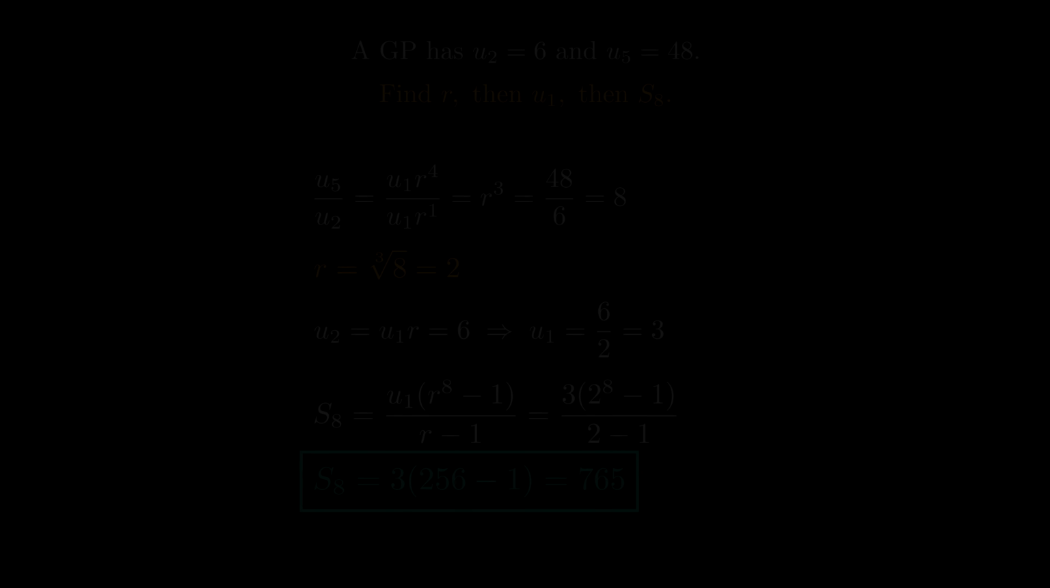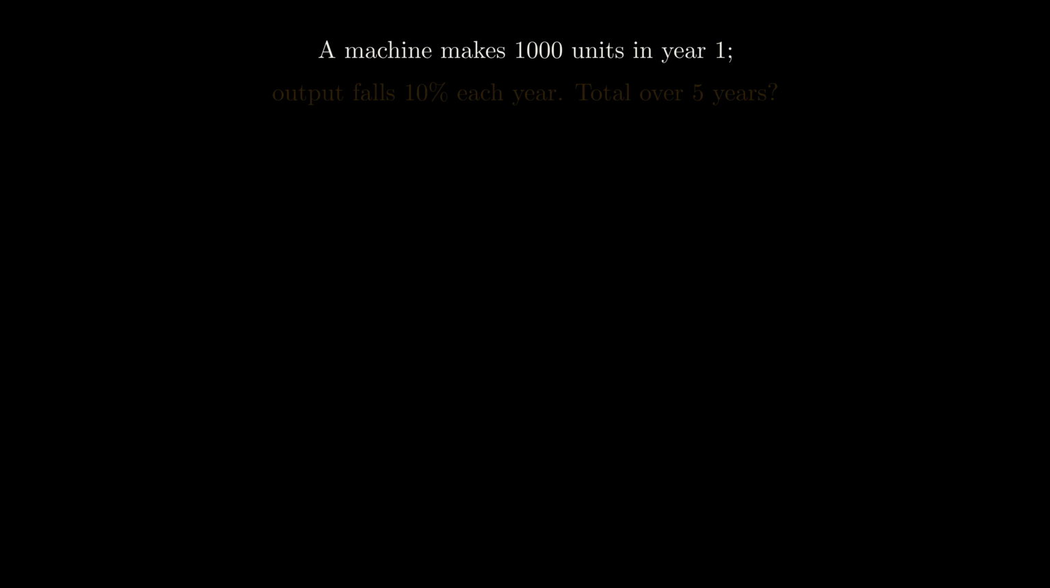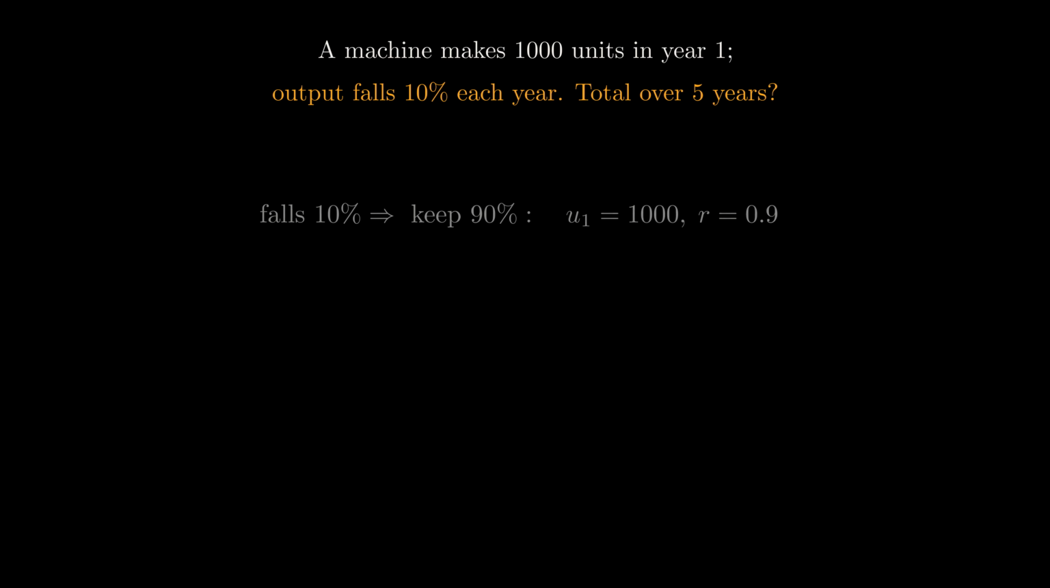765. Now a real-world one. And this time, the ratio is a fraction. Decay. A machine makes 1,000 units in its first year. But output falls 10% every year. Find the total output over the first 5 years. First, read the ratio. Falling 10% means each year keeps 90%. So r is 0.9, and u1 is 1,000.